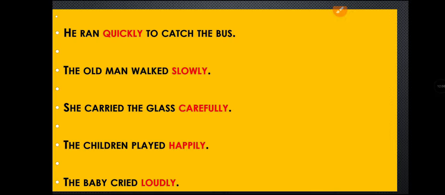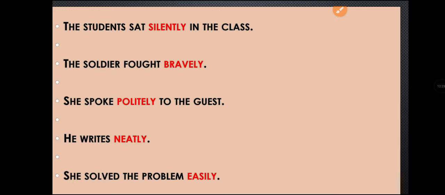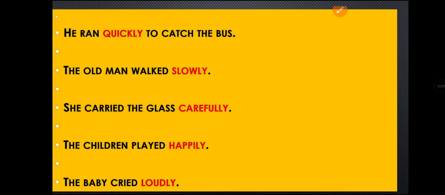That is why they are called adverbs of manner, because they tell us about how a particular action is happening. That is why the proper question we have to ask is how. That is adverb of manner. I hope you understand the meaning of adverb of manner. So let's have a few more examples here.